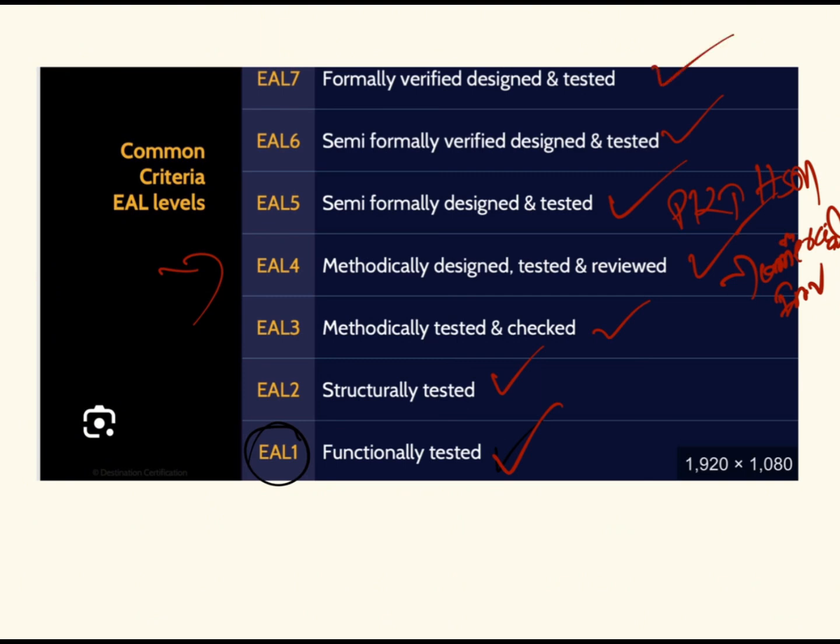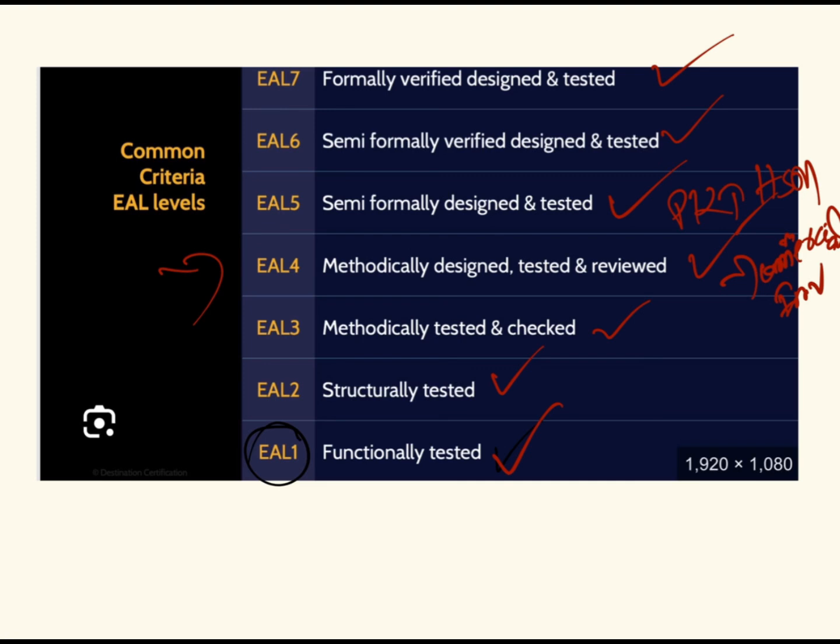EAL7. So intelligence agency systems. So mathematical proof of correctness. Example, extremely limited functionality. So EAL7 is not practical for normal business. So for a normal business, as we discussed, it is EAL4. So now, is higher EAL more secure? It's wrong. Higher EAL is higher assurance, not stronger security.